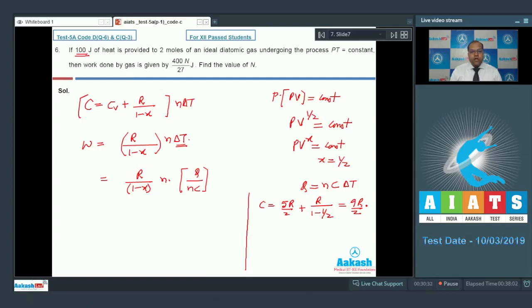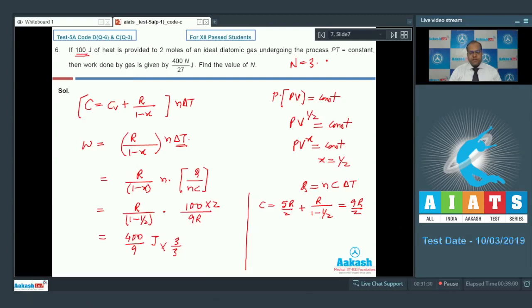Let's substitute the data in order to calculate the work done by gas. This can be written as R divided by 1 minus 1 by 2. N gets cancelled out. The value of Q is 100 and the value of C is 9R by 2. If I solve this, it comes out to be 400 by 9 joule. On comparison, I have to multiply this expression by 3 and divide by 3, and we will find the value of N comes out to be 3. So the correct answer for question number 6 is 3.